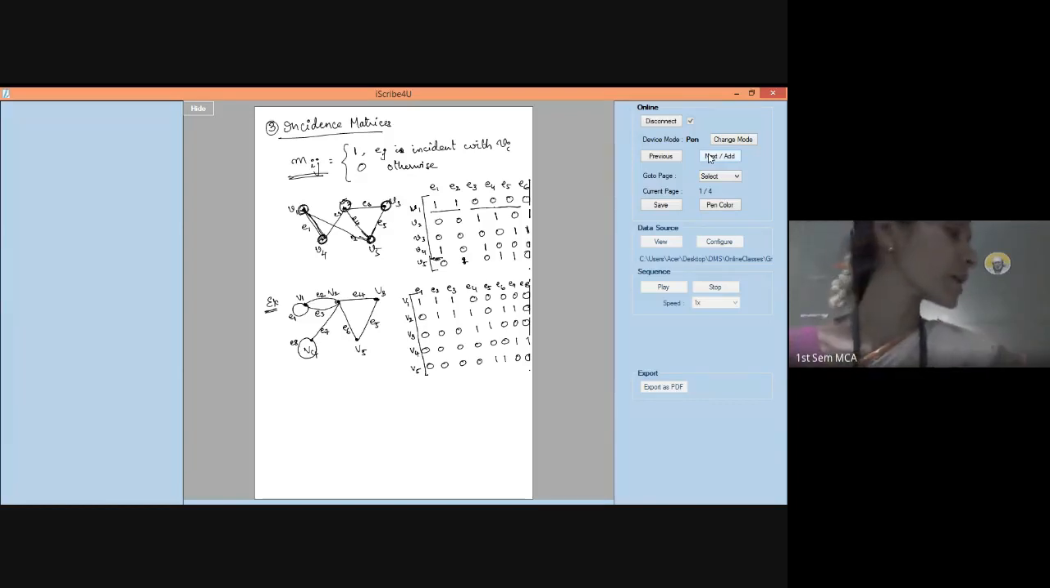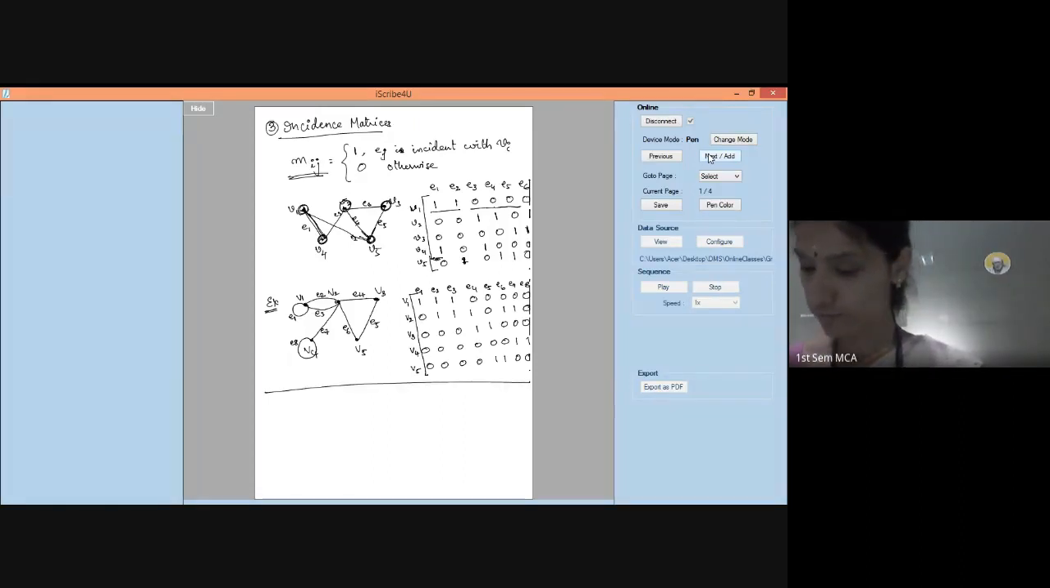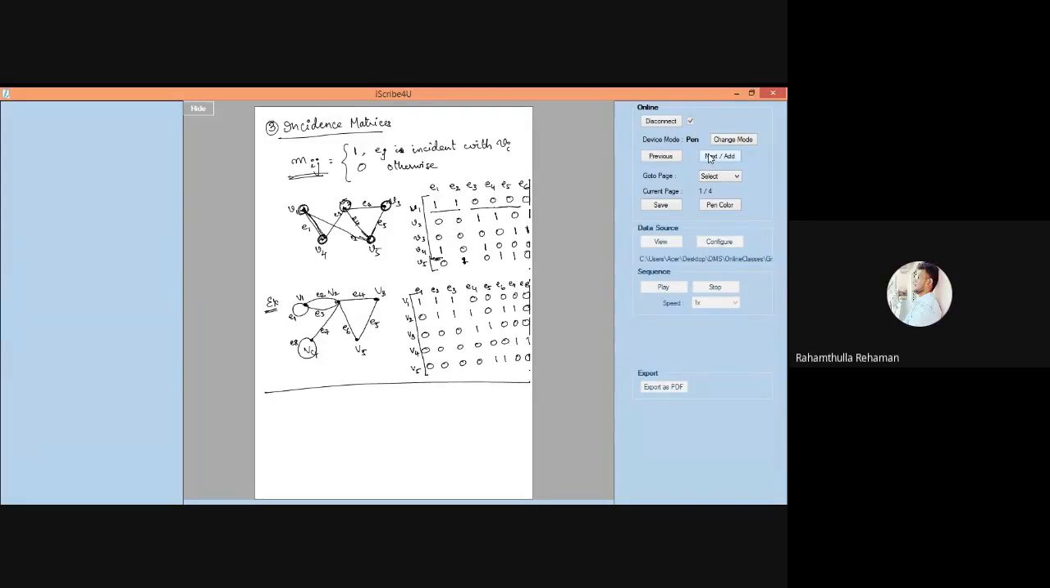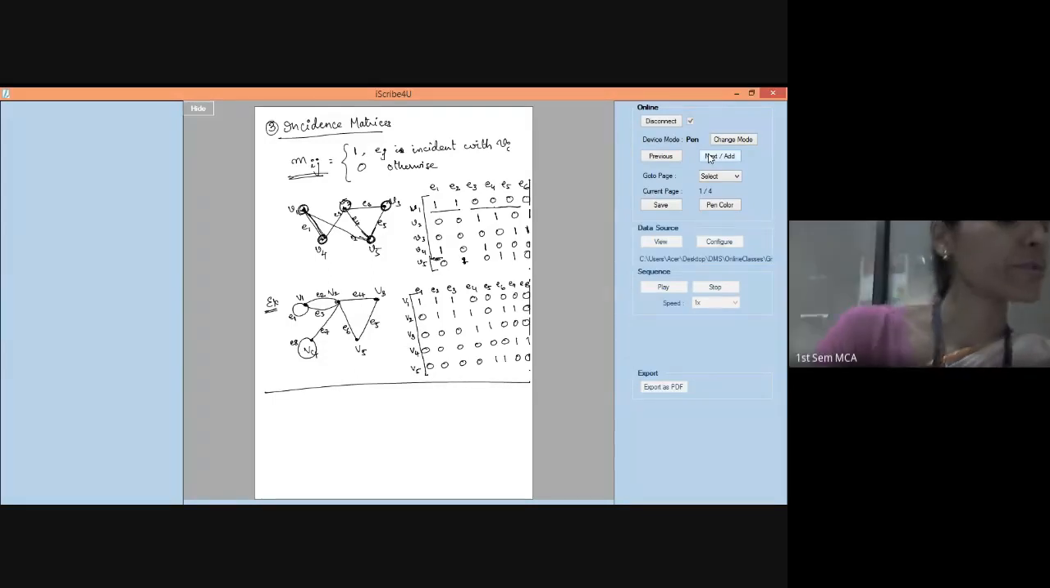So these are the three different ways in which you can represent the graphs. Adjacency list is one, adjacency matrix is one, incidence matrix is one. Clear to all of you? Any doubts, anyone? No, ma'am. Very good. So let's move on.